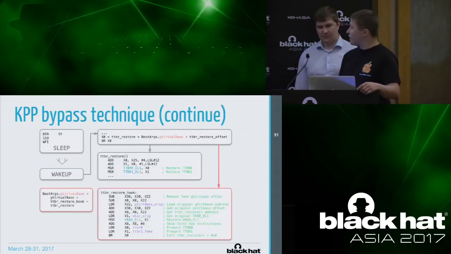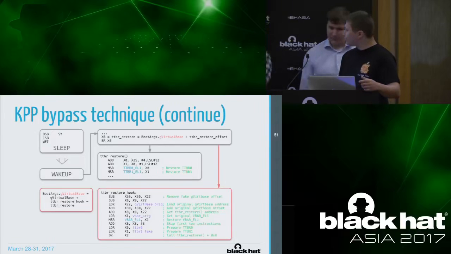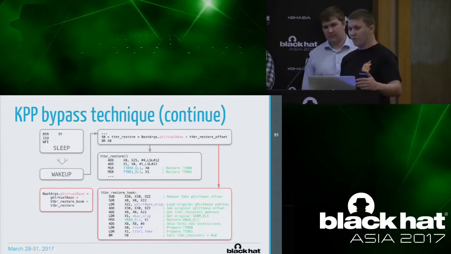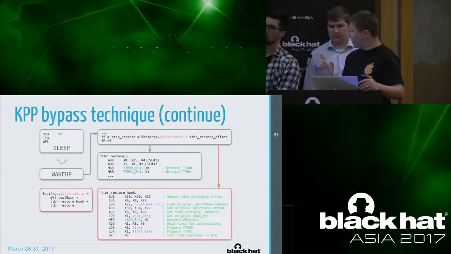Well, not really, because our devices like to sleep. And when they wake, the kernel actually restores all the CPU state. During this restore process, there's a function called TTBR restore, and our fake TTBRs are actually overwritten with the original ones. The address of this TTBR restore is calculated based on a virtual base plus some offset. We can't change this offset, but what we can do is replace the virtual base.